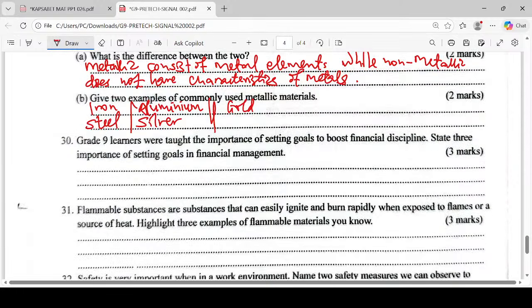Question number 30. Grade 9 learners were taught the importance of setting goals to boost financial discipline. State 3 importance of setting goals in a financial management. What are some of the importance? 1. Increases a person's confidence.